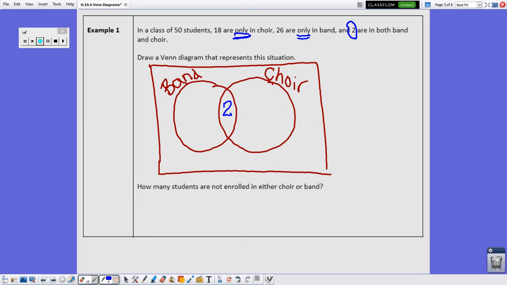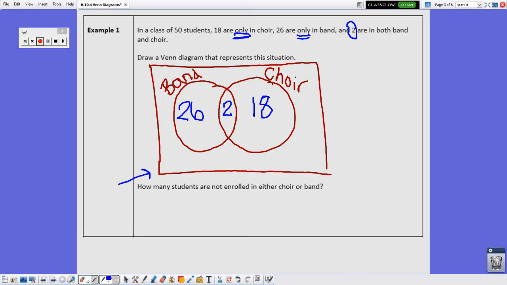So if 18 are only in choir, we're going to go to our choir circle, and we're just going to write an 18 in there. And if 26 are only in band, we're going to go to our band circle. We're going to write 26 in there. The next thing we want to do is make sure that there weren't any kids that weren't in band or choir. So that means that they weren't in both either. So if we have 50 students, we better have 50 students inside this rectangle. This is like our whole survey, or all the kids we've talked to.